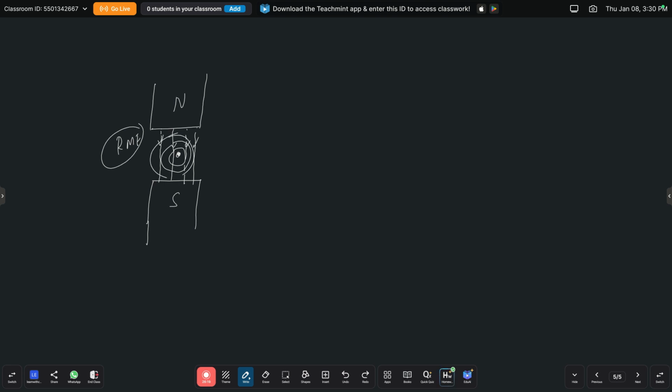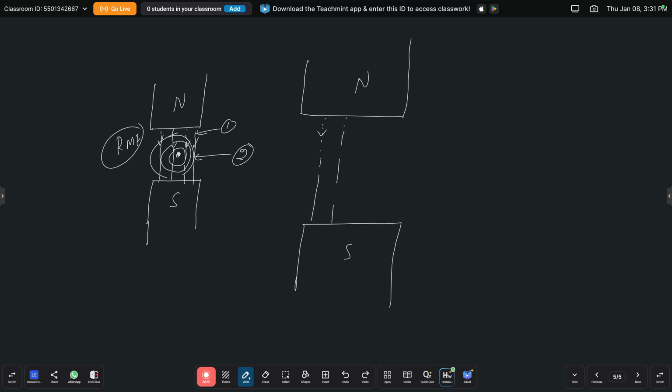Now see here, this is already flux one. Already flux one means the rotating magnetic field. When current is flowing in the rotor conductors, one more flux will be produced. This is the second flux. If you see the second flux direction, this is the north pole and south pole. This is the rotating magnetic field, RMF.